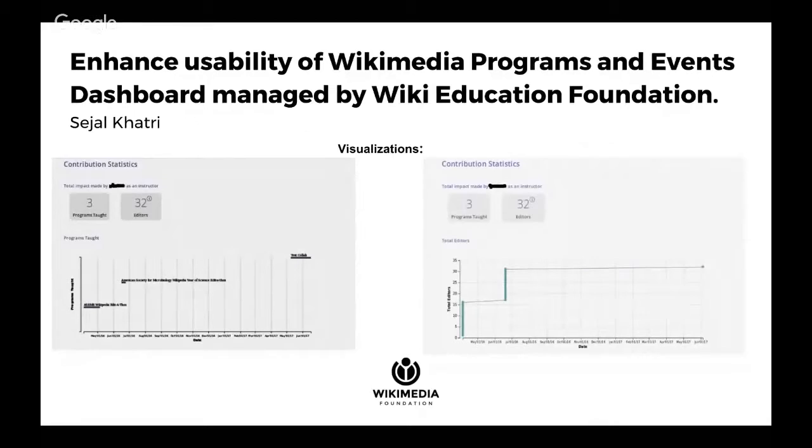So I was using Vega, it's a visualization grammar. Using that, I generated these two visualizations. On the left side is a visualization for the programs taught by a particular instructor. So as you can see, the programs taught by an instructor are distributed over the time scale, which makes it easier for them to understand the impact they have had.